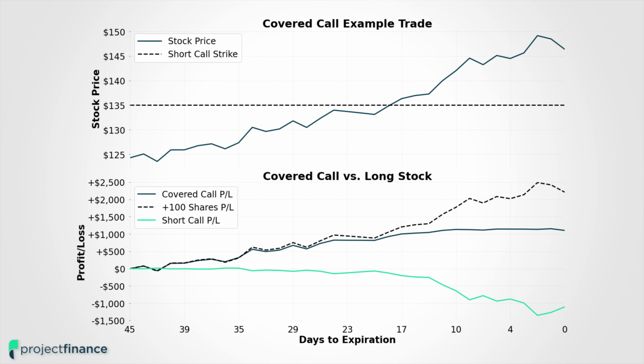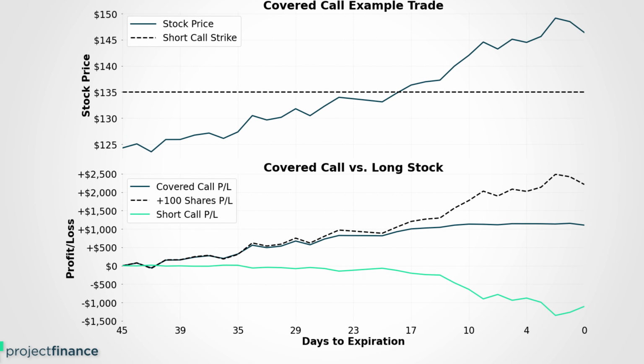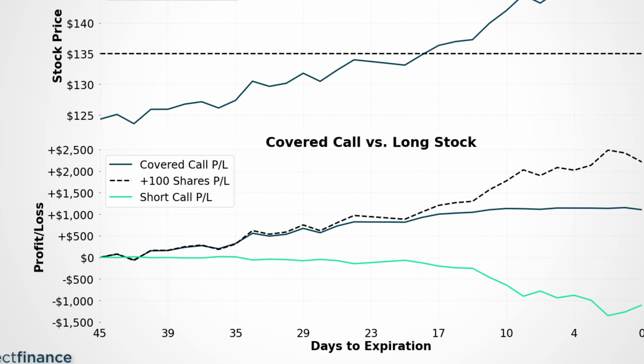If we pay attention to the short call P&L and the stock price over the first 20 days or so of the trade, we can see that the stock price increases from $125 up to the short call strike price of $135, and it does so very gradually. Now, since the stock price increases slow and steady, the short call actually didn't gain much value. So if we look at 23 days to expiration, the stock price had increased almost $10 from the point of entry, but the short call was still around break even, meaning the option's price was fairly close to the value we initially shorted it for.